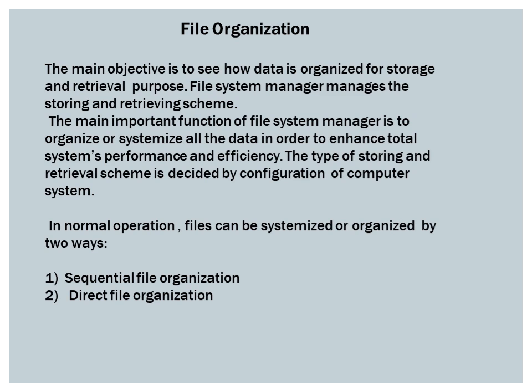In normal operation, files can be systemized or organized in mainly two ways. By using these, we can organize the file. The first one is sequential file organization, and the second one is direct file organization. We will see them one by one.